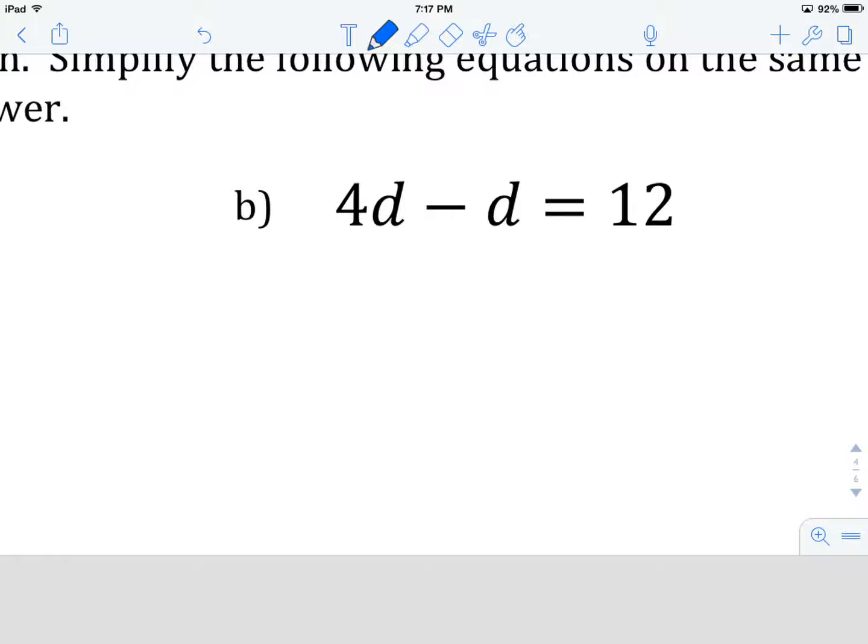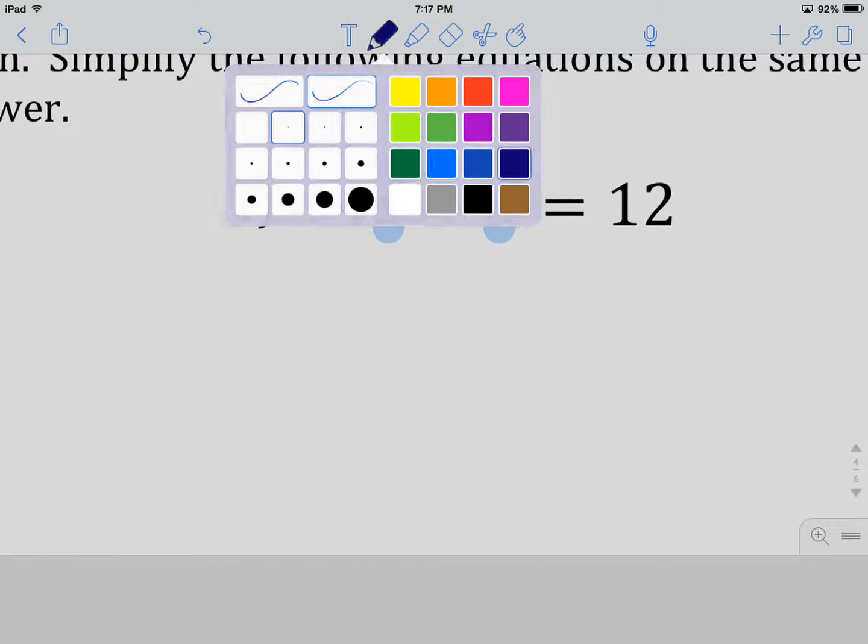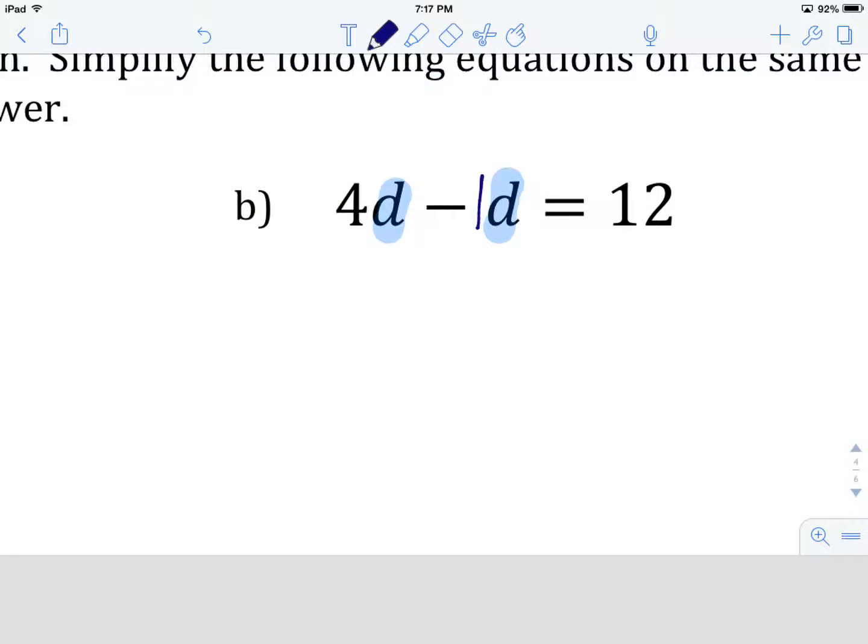Looking on the left side of our equation, we have 4D minus D, so these are like terms. If we combine these like terms, we have 4D minus, and again we didn't write it in, but it would be there, minus 1D is going to give us 3D on the left side of our equation, and the right side of our equation we're going to leave as a 12. That's all the simplifying we can do.